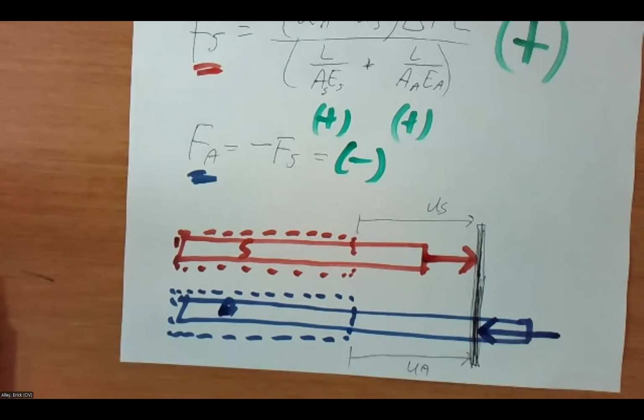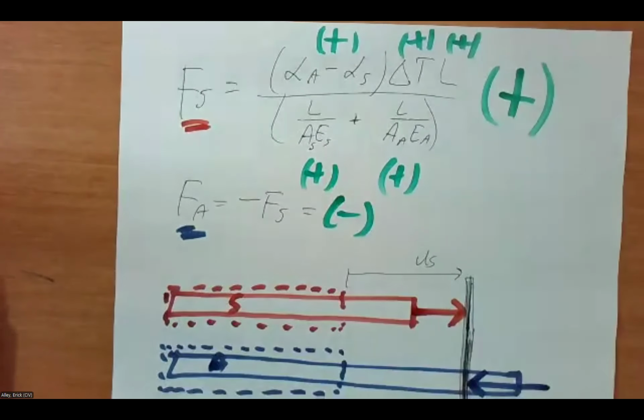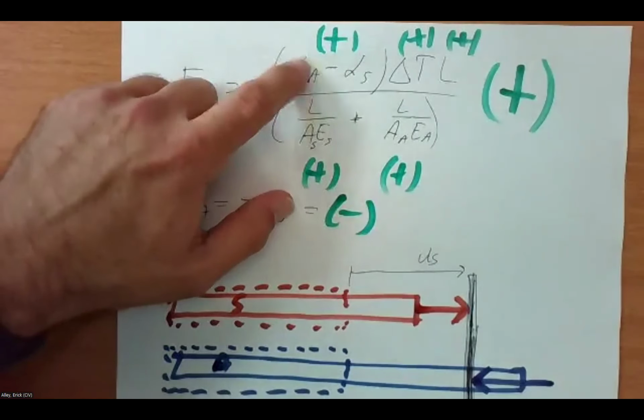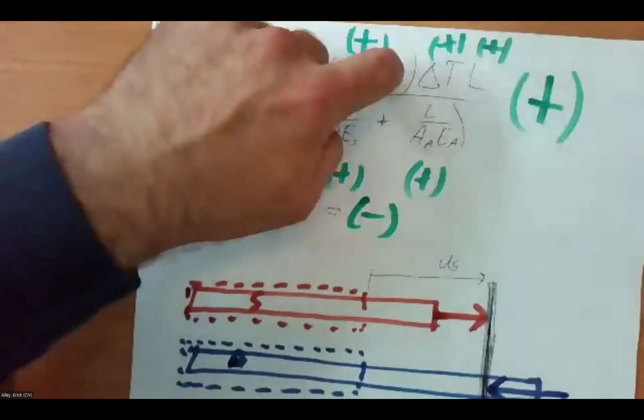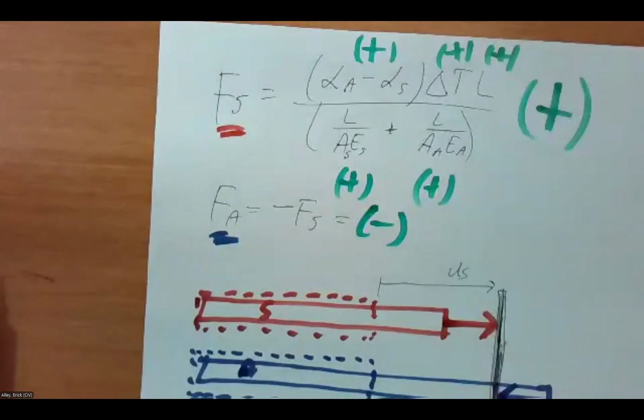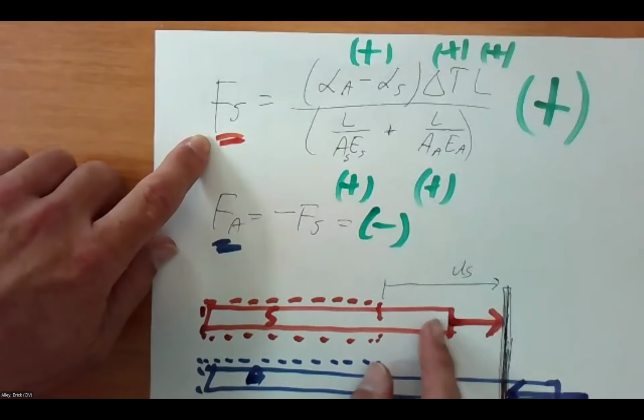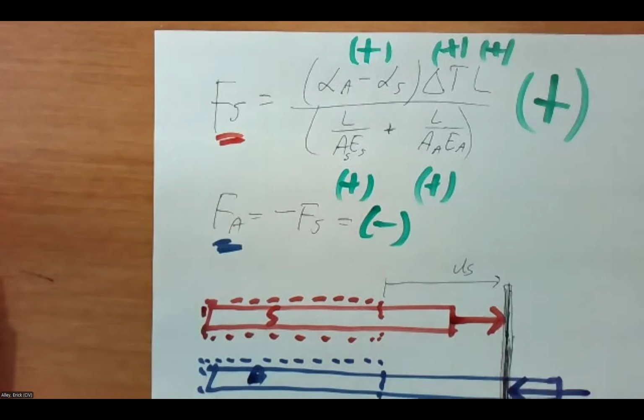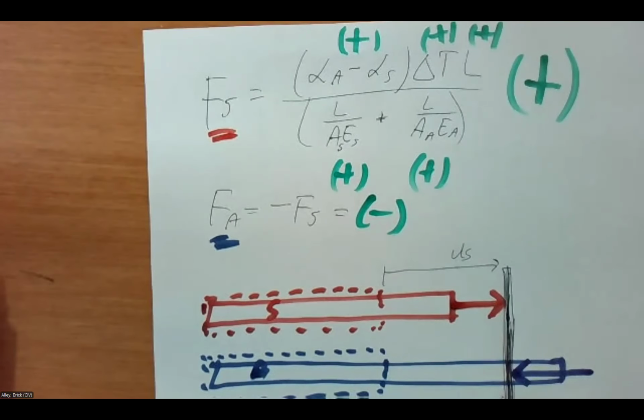And that's what our formula shows us here, that for everything in here with a plus sign, alpha for aluminum wants to expand more. It's a bigger number than this one. So this is a plus, delta T is a plus, L is a plus, and everything on the bottom has to be plus. So that shows me that my steel had to be in tension. And if I just drew it out visually, that's also what I would expect. Tension for the steel and compression for the aluminum. And they're equal and opposite, so they have to be the same amount.